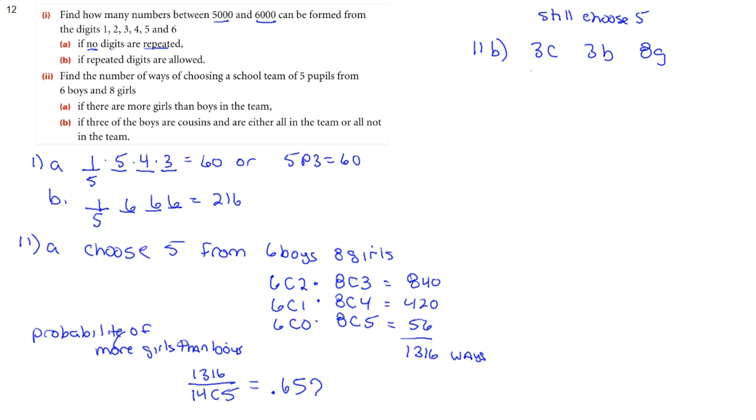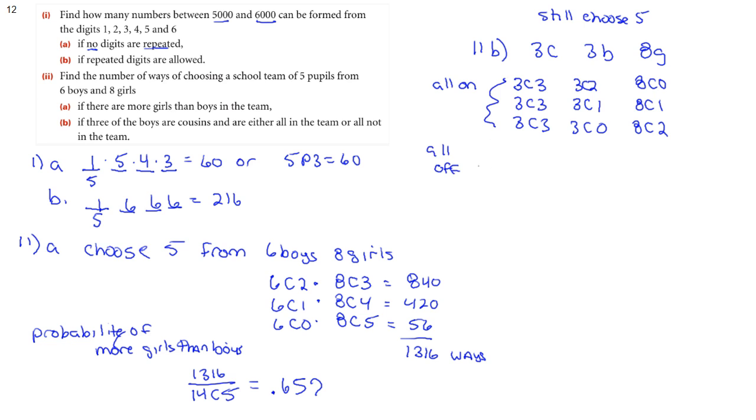All right, so 2B. Now I've got 3 cousins, which reduces my boys to 3 boys and 8 girls. And what they want to know is how many committees of 5 if the cousins are all on or all off. Well, if I'm choosing all 3 cousins, that's 3 choose 3. So then that leaves me with the possibility of 2 boys and 0 girls, and then I can keep on going down until I find all the different combinations. 1 boy and 1 girl, 0 boys and 2 girls. Those are the only ways it can happen if the cousins are all on. If the cousins are all off, there's a few more possibilities.